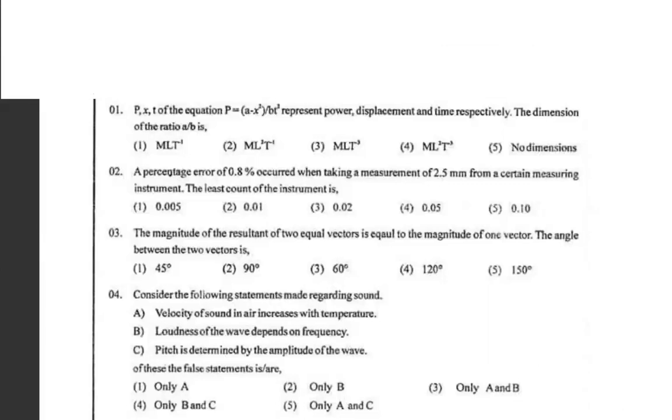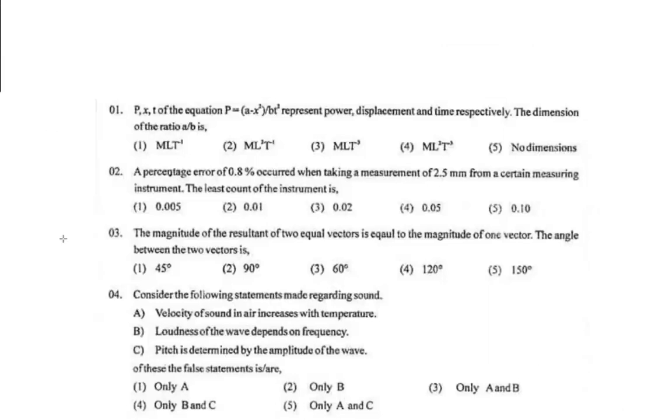P x t of the equation P equals a minus x squared divided by b t squared, where P, x, t, and t represent power, displacement, time, and time respectively. The dimensions of the ratio A over B. Right, that's the first question. Now the equation they have given is P equals a minus x squared, all right, over b t squared. Now few things we can say. Oh, this is simple. You should not make it very complicated.